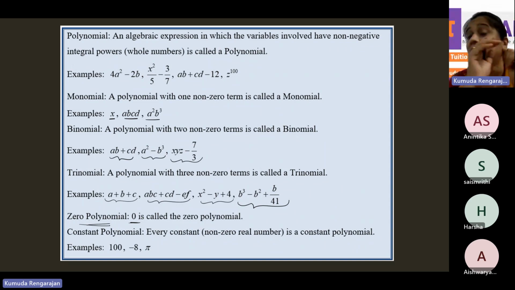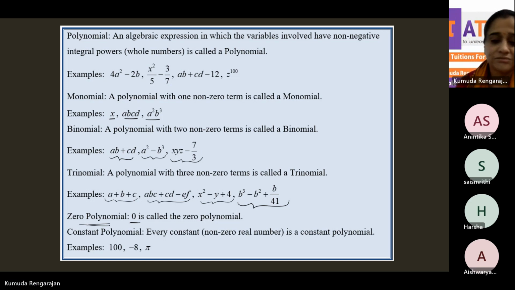0 is not a constant polynomial. 0 is a polynomial, but 0 is not a constant polynomial. 0 is the zero polynomial because that's the only term. Like you say, 1 is neither a prime number nor a composite number. 1 is a unique number, right? In the same way, 0 only. The 0 is called a zero polynomial. All other numbers are constant polynomials.